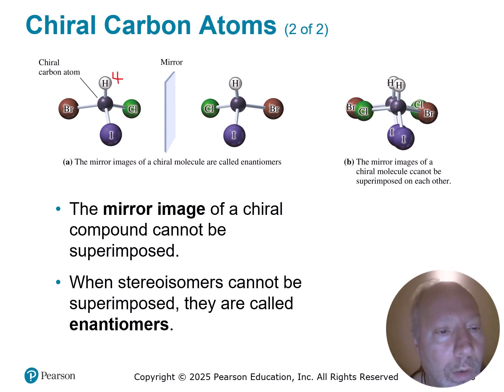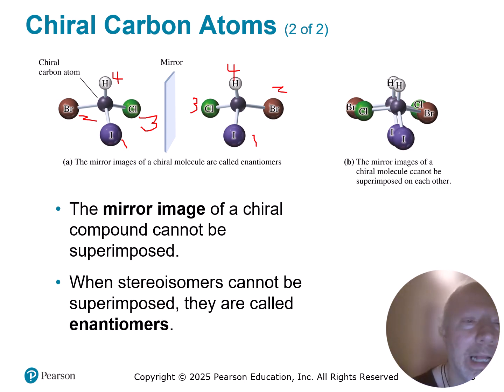Bromine, iodine, and chlorine. Well, iodine is the heaviest, so it's going to get priority one. Bromine is heavier than chlorine, so it's going to get priority two. And chlorine is heavier than hydrogen, but weighs less than bromine, so it gets three. And you could do the same here. This is one. This would be two. This would be three, and this would be four, right?